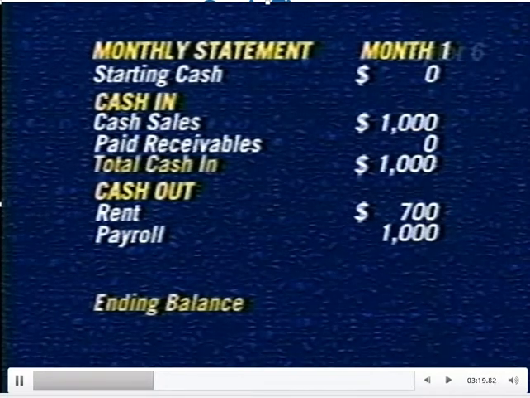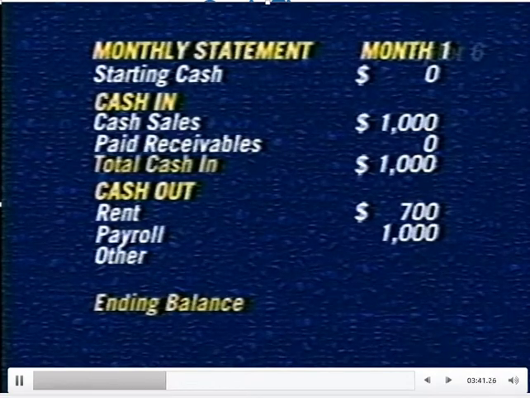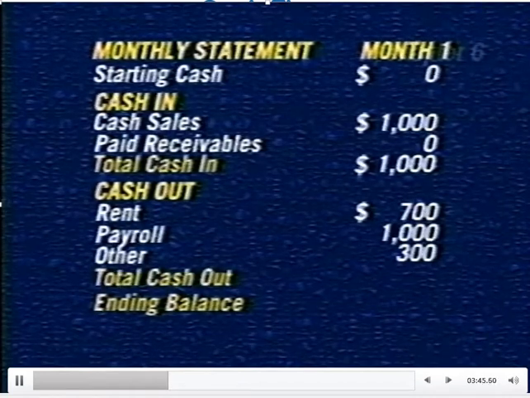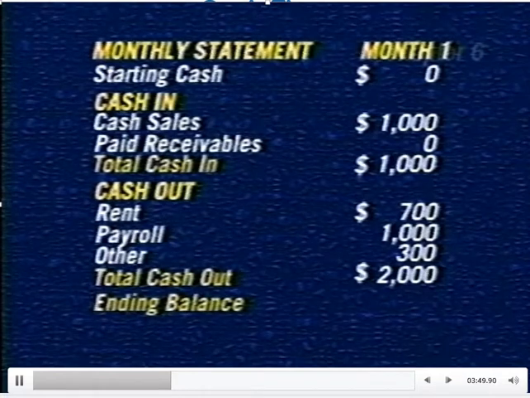The second way in which cash leaves your business is in variable expenses. These are expenses which change from month to month, often varying with sales level, and which can be more easily cut or added to than fixed expenses. Variable expenses might include supplies, manufacturing, advertising and promotion, or consulting services. In our example, we'll say that variable expenses for month one are $300 in supplies. We now total up the cash out column to get $2,000 cash out in month one.